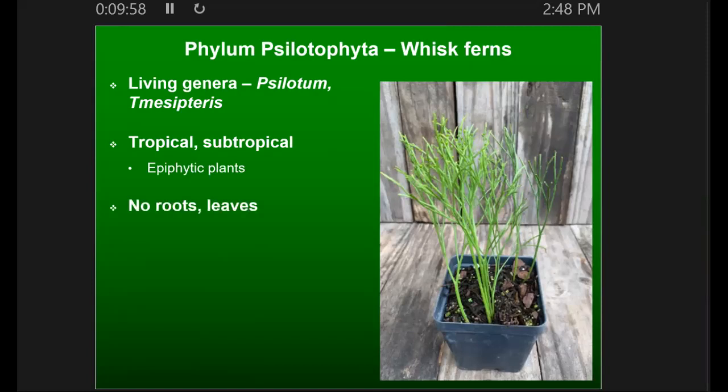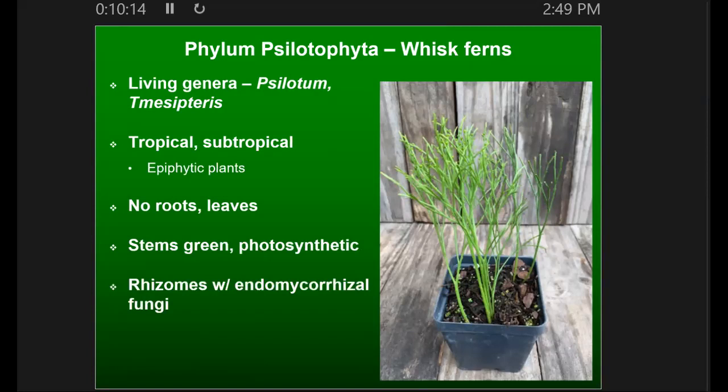They're tropical and subtropical. They like to hang out on tree branches. They're the most primitive because they do not have roots or leaves. They're just stems, and then some sporangia tissue. So they're pretty basic. The stems do all the work in terms of photosynthesis. But believe it or not, they have underground stems called rhizomes. So these rhizomes are stem tissue underground.